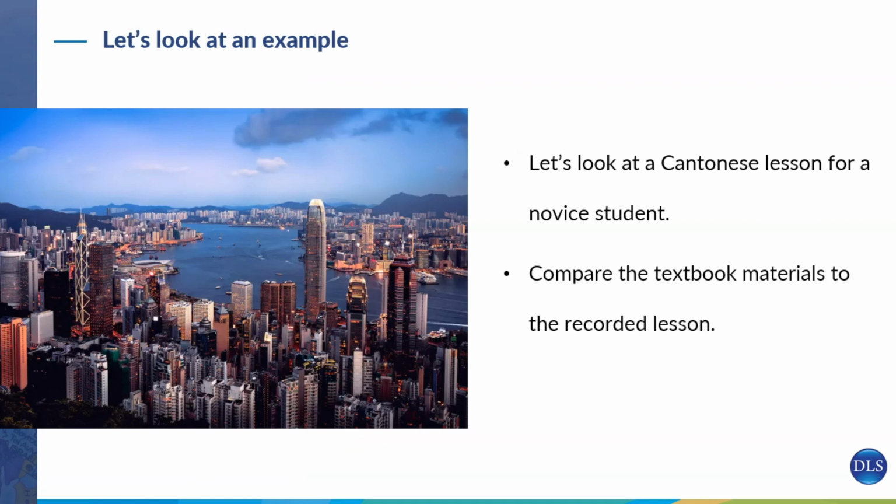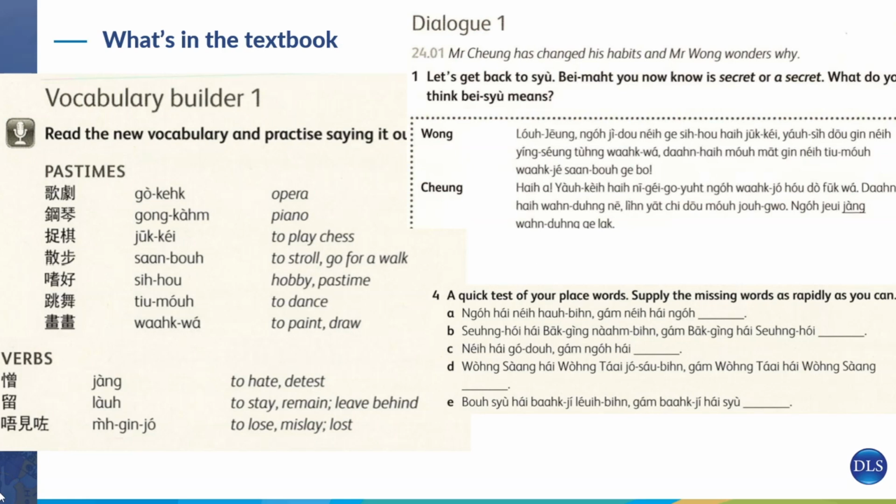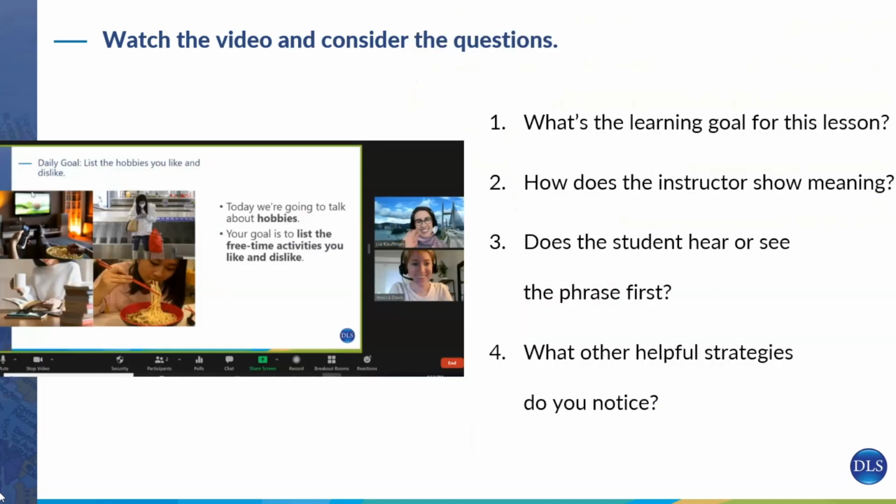Let's look at an example together. This is what's in a Cantonese textbook. This is a level 0 plus class, and we can see from looking at the vocabulary and some of the exercises that this is about hobbies. So now let's take a look at what this might look like in a classroom. So we're going to watch a video between an instructor and a student.